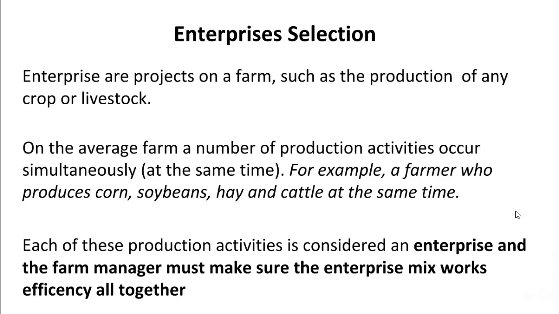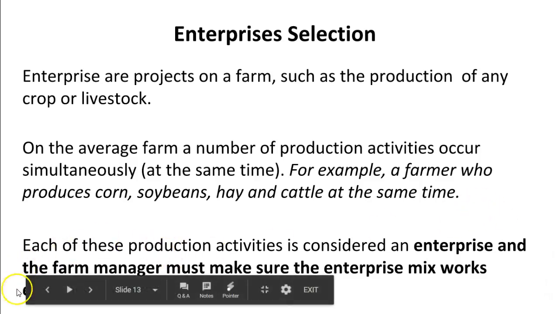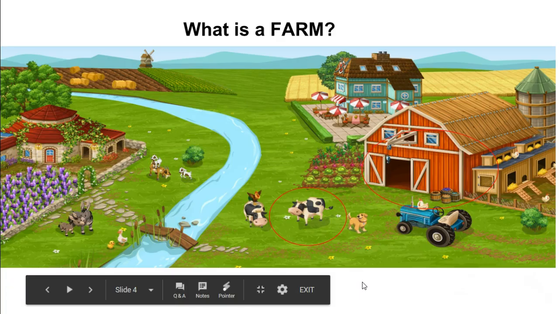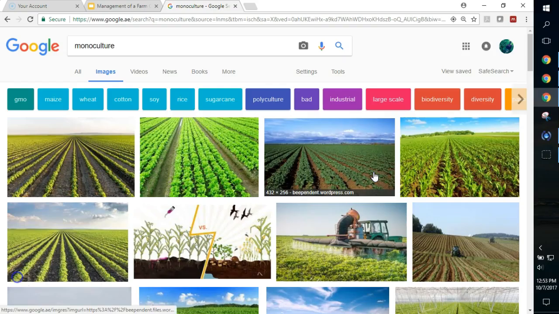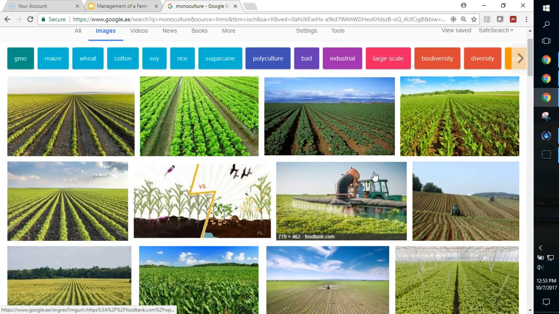When I talk about enterprise selection, we talk about the projects on the farm. In our first picture, let me just go back to that. Here we see this farm is very diverse. We have animal production, crops production, restaurant production, even flowers production. However, the opposite of a diverse farm is one that does not use many different enterprises to maximize its efficiency.